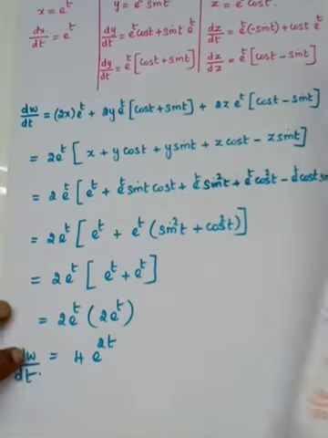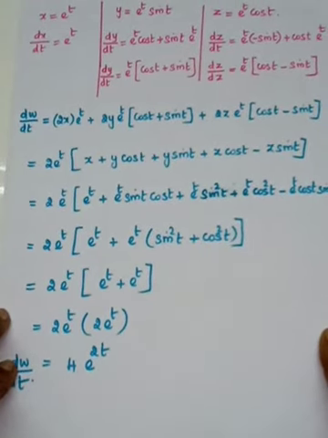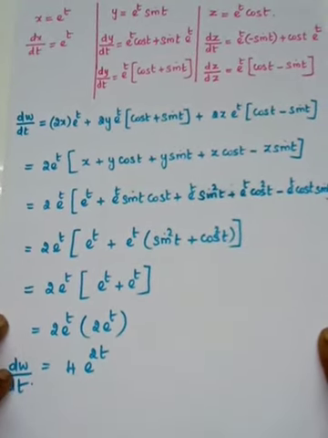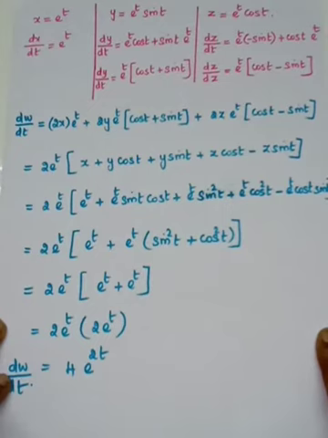Next, what is x? x is equal to e power t. So dx by dt is e power t only. y is equal to e power t into sin t. So we have to differentiate y with respect to t.